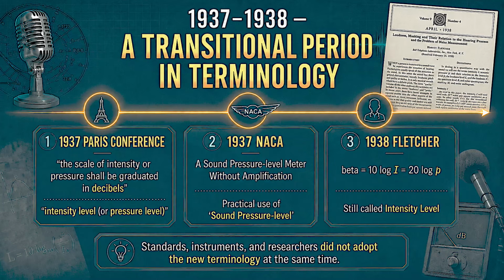Then, in 1938, Harvey Fletcher wrote, beta equals 10 times the logarithm of I, which equals 20 times the logarithm of P. Mathematically, this is again the same pressure logarithm structure we recognize today. But Fletcher still called the quantity intensity level. These examples show something important. Standards organizations, instrument engineers, and researchers were not all using the same terminology yet. The late 1930s were a genuine transitional period.